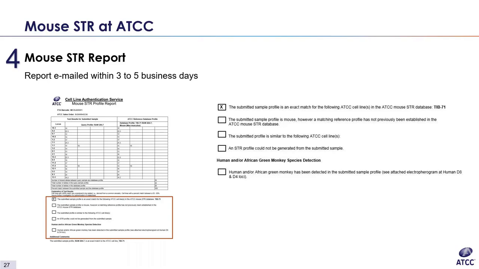This does happen, and we sometimes see this when the cell suspension or DNA was not mixed properly prior to spotting. This result can also be checked if a non-murine cell line was mistakenly spotted on the card. Lastly, here on the bottom, there is a checkbox to identify if human or African green monkey species was detected within the sample.